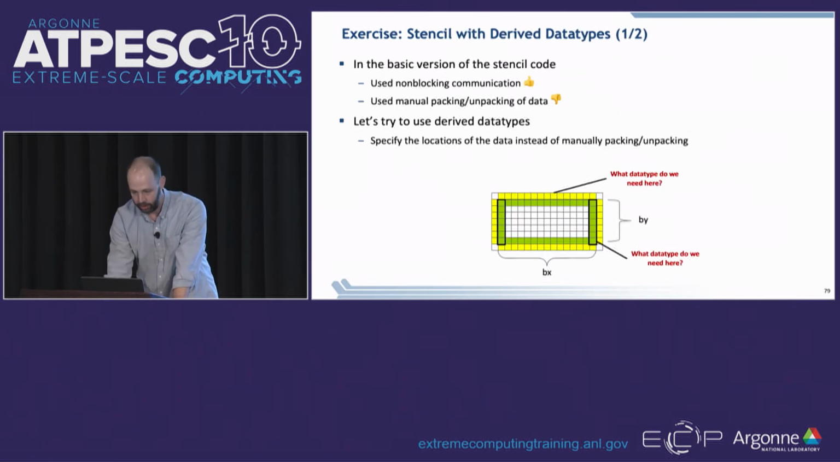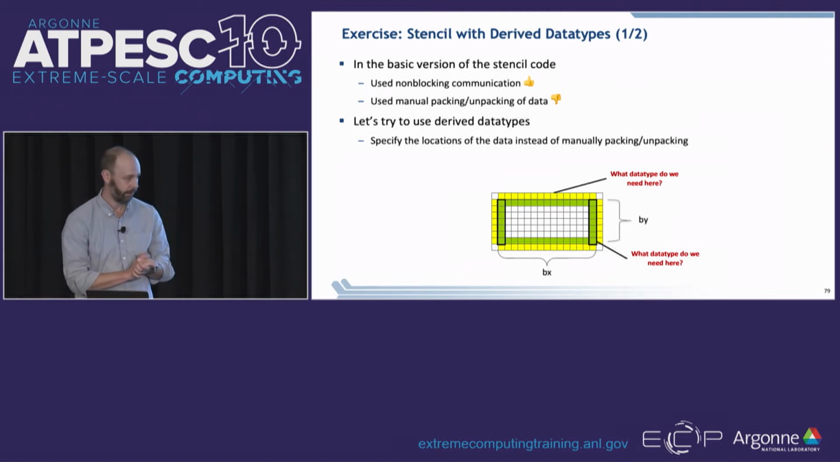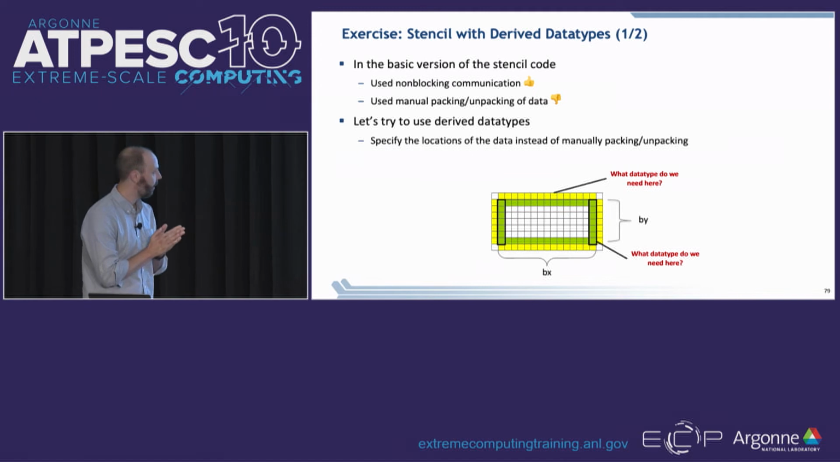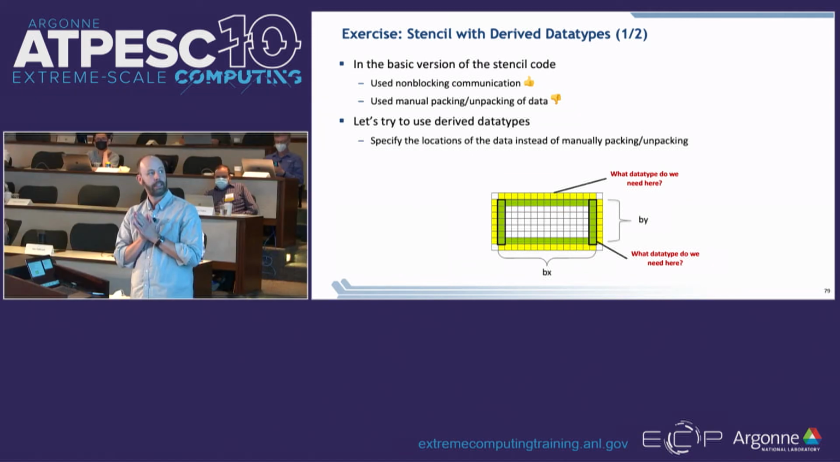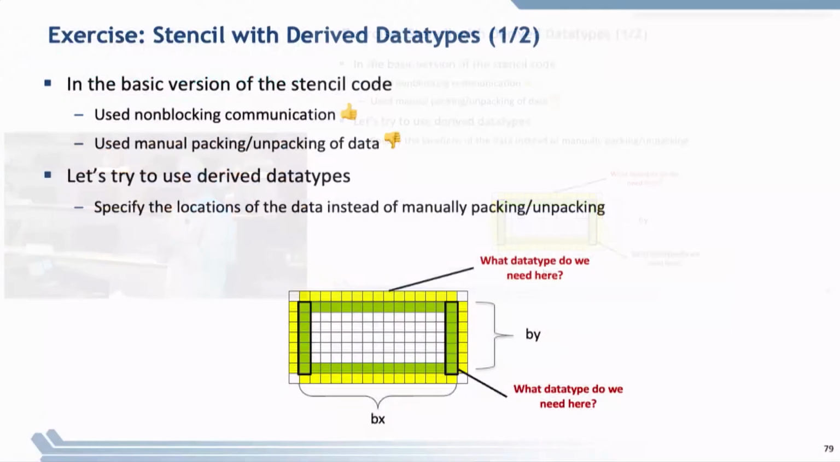So now we're at the first hands-on where we're going to ask you to modify the stencil code that we've been looking at so far. The idea is, we've got the basic version. We use non-blocking communication, great, but we're using manual packing and unpacking of data into temporary communication buffers. Let's try to use derived data types. What we're going to be doing here is specifying the locations of the data instead of manually packing and unpacking.